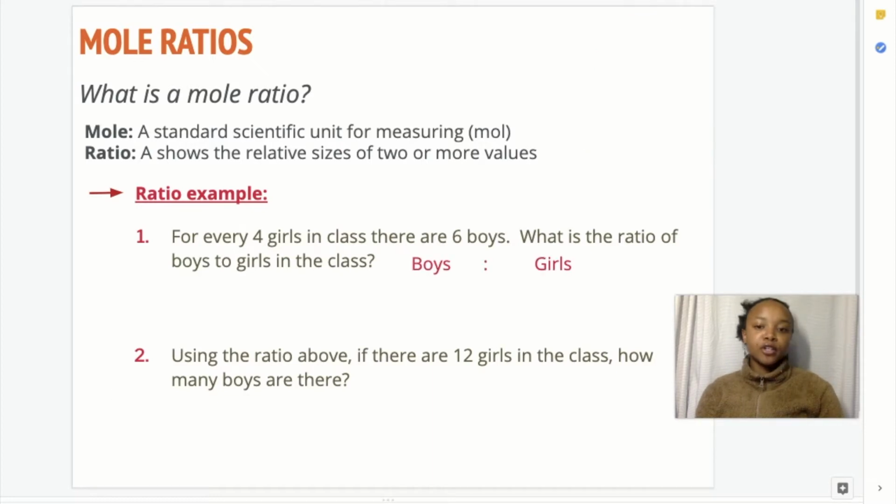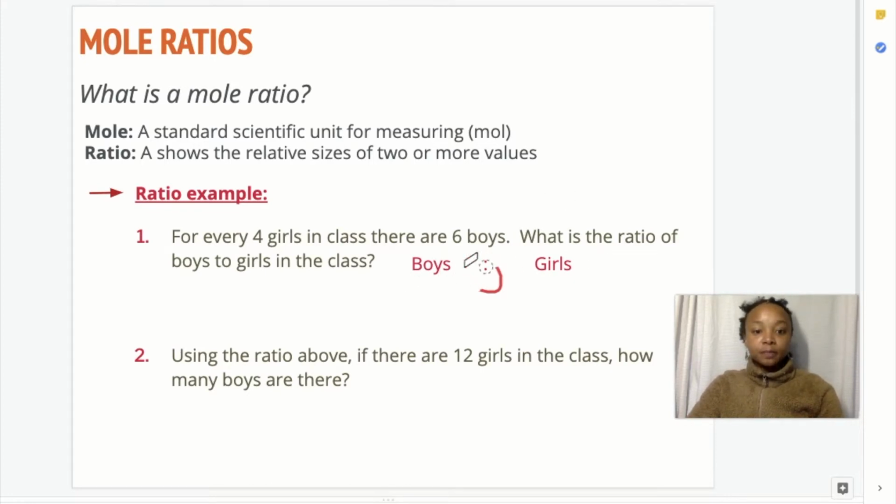Okay, so by now you should have finished this question yourself. So we're going to go ahead and go over the answers. So for every 4 girls in class, there are 6 boys. What is the ratio of boys to girls? So a ratio we set up such as this. We have boys, and then this colon here, this means "to." So I know that I need to set it up with boys to girls. Perfect.